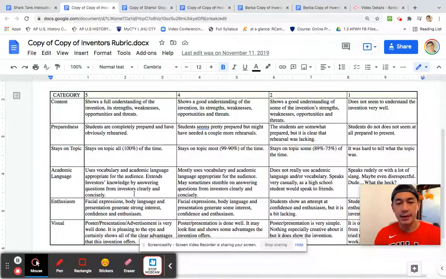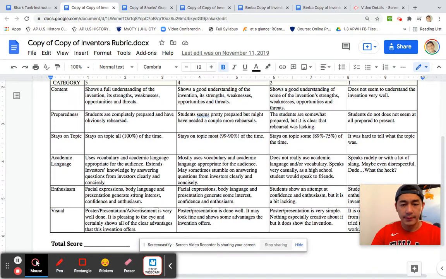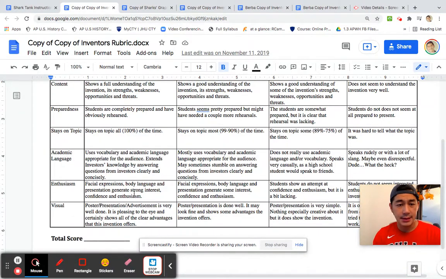Enthusiasm, facial expressions, body language: you're really grabbing the interest of the sharks. Very important. So you are going to be graded here for things such as eye contact, body language, and your voice. All of these things are very important. Visual: I've had classes that have done presentations through PowerPoint or Google Slides. They've done videos. They've done posters. It needs to be pleasing to the eye and certainly show all the clear advantages that your invention has to offer. I've had students bring in samples of what their invention looks like. They've actually created it.